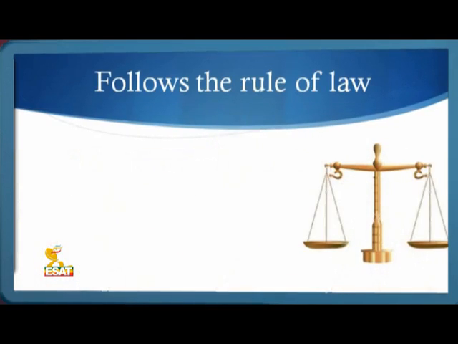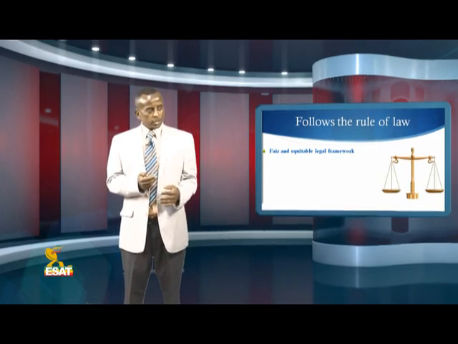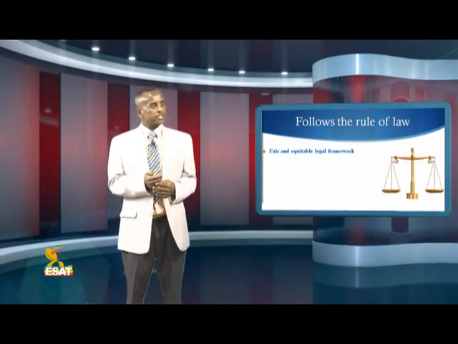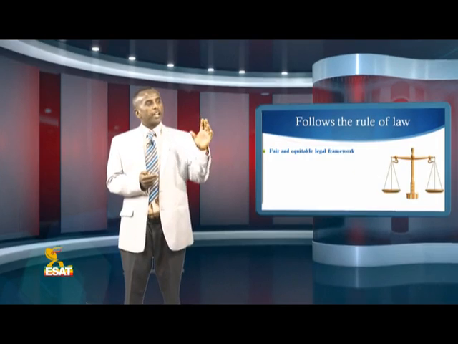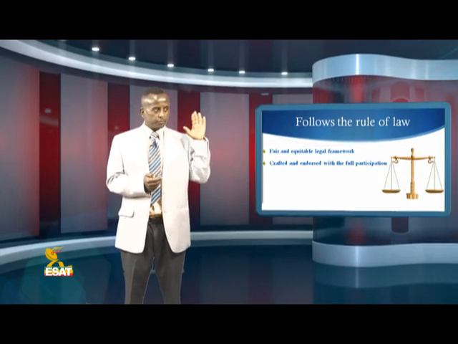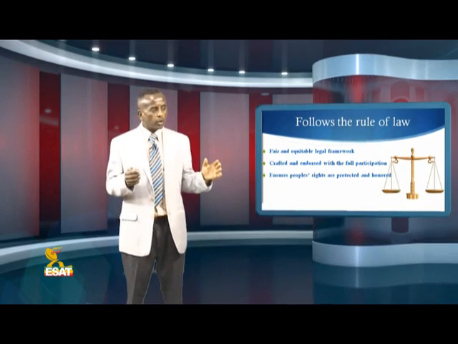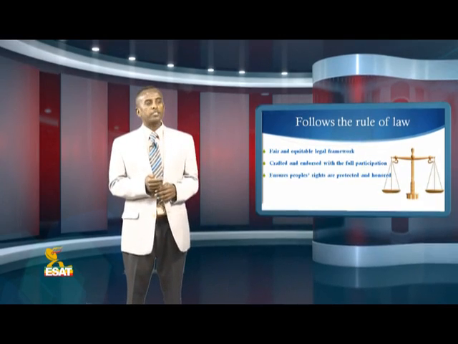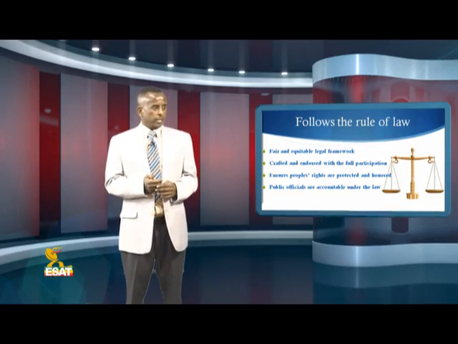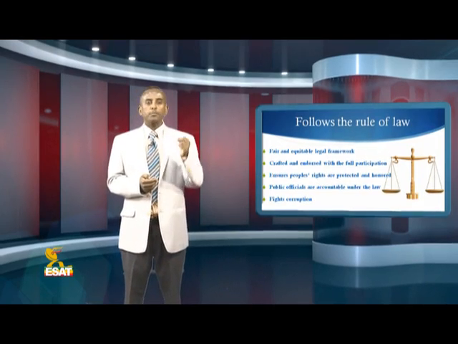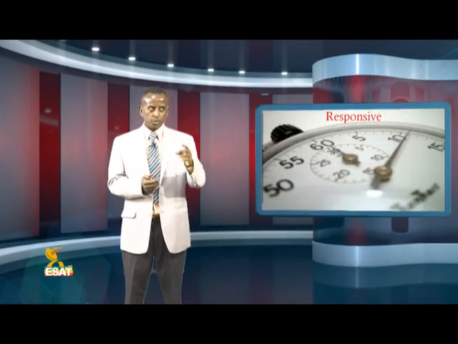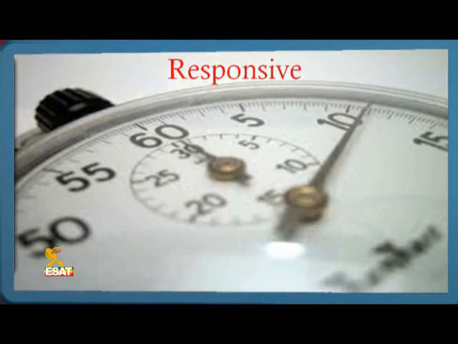Follows the rule of law. A government or an organization which is practicing good governance has a fair and equitable legal framework, but this legal framework is crafted and endorsed with the full participation of all stakeholders. It ensures people's rights are protected and honored. Its officials are accountable under the law, and this kind of system fights corruption because it is transparent. It doesn't allow corruption to grow and expand and affect the workings of that government or organization.